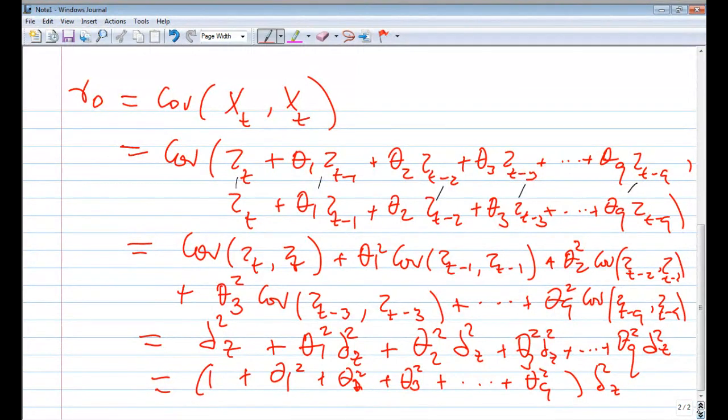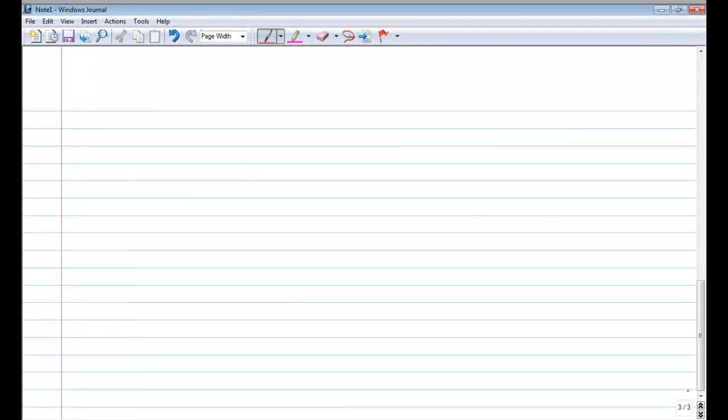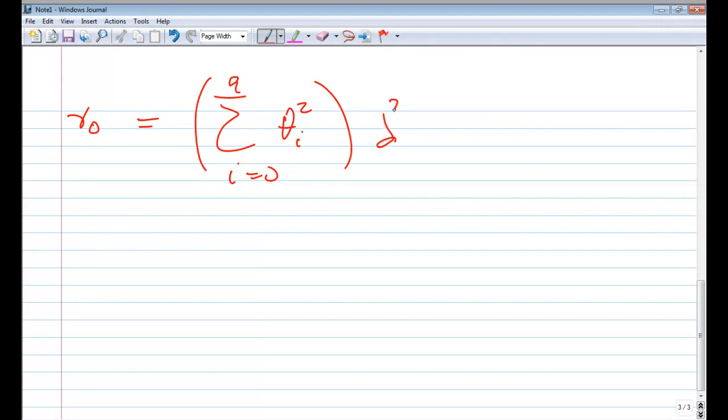Okay, so now gamma 0, if you want to write it in the form of summation, will be equivalent to the summation of i equal to 0 up to q, theta i squared, sigma squared z. Is that true? Is it giving us the last step there? Any comment?